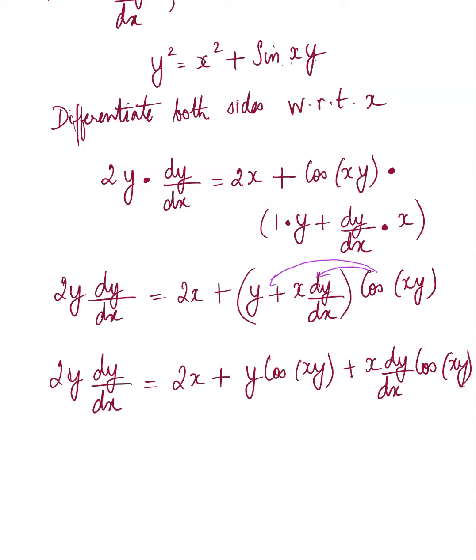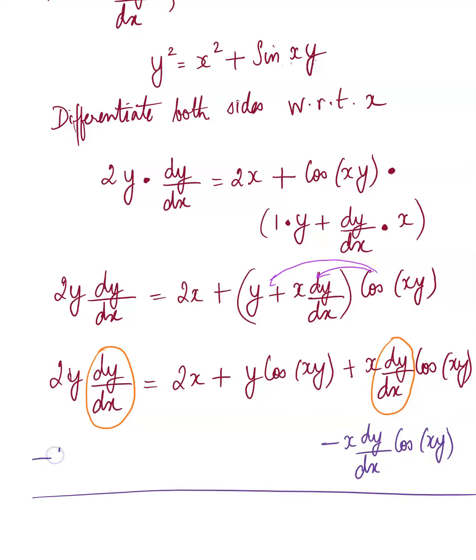Are you with me on this? So we'll use the distribution there. Now our focus is on the terms that contain dy over dx. So let me just maybe circle the dy over dx terms. These are the only two terms that contain the dy over dx. So I'm going to collect them all on one side, and I prefer to collect them on the left side. So that means I will subtract x dy over dx cosine xy on both sides. Agreed? That means this will go away.